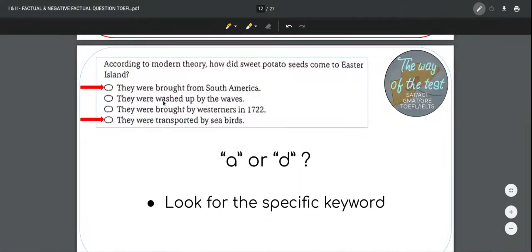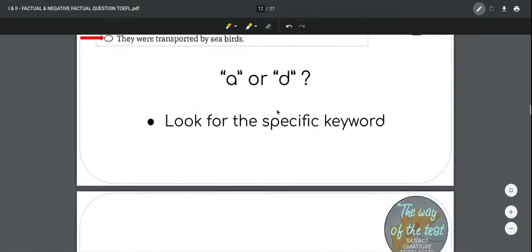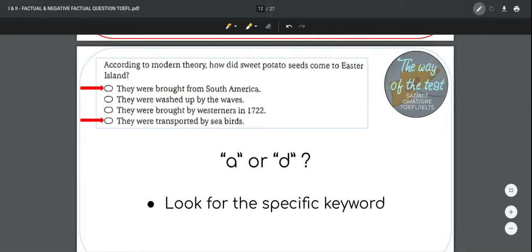Now, how do we know? We're between A and D, right? Because we found those two things in the passage. We found the fact that they were brought from South America, and we found the fact that they were transported by seabirds. But how do we know then which one is the answer? Because again, both are literally in the passage, but still one of them is wrong. So in order to know, we're going to look for the specific keyword. The question specifically asks for modern theory.